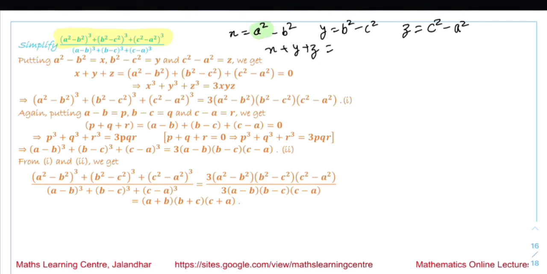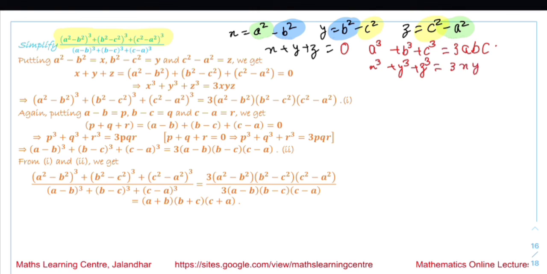So a square and a square get cancelled. We have b square and b square get cancelled, and c square and c square get cancelled, and what we are left with is 0 over here. So what we can say is a cube plus b cube plus c cube will be equal to 3 times abc, or you can write these values in terms of x. So we are saying x cube plus y cube plus z cube is equal to 3 times xyz.